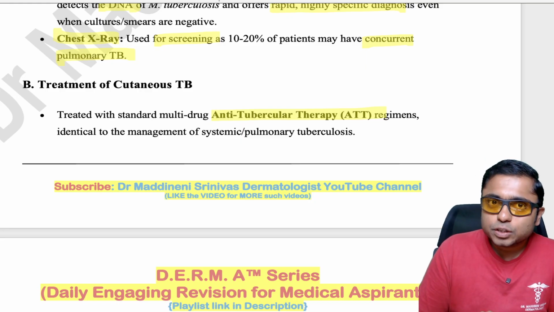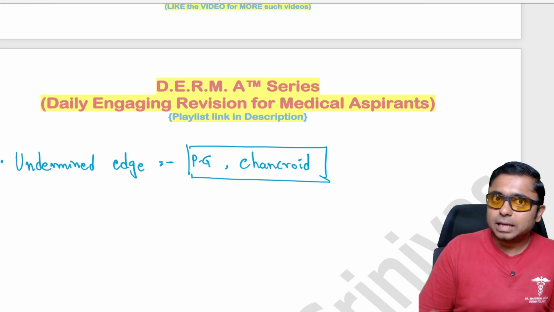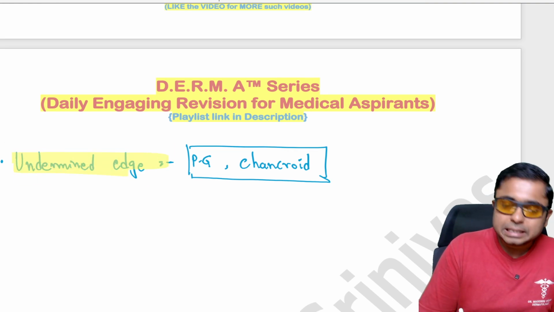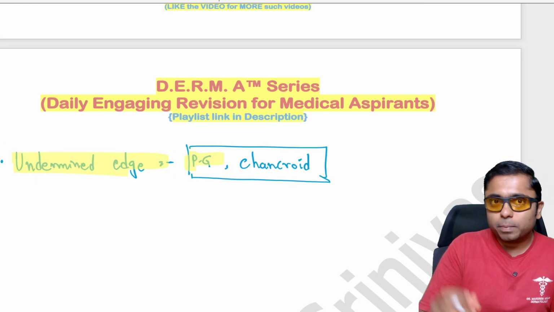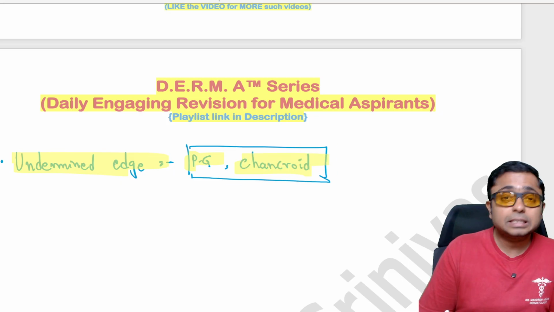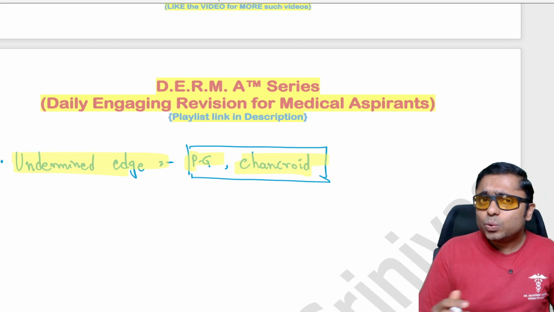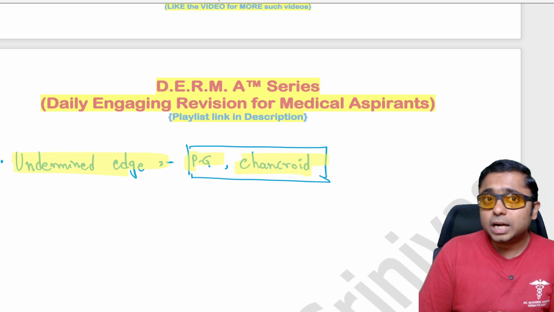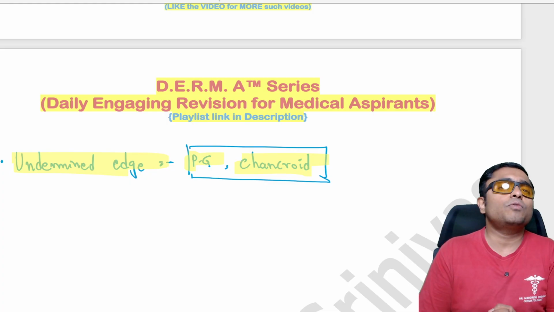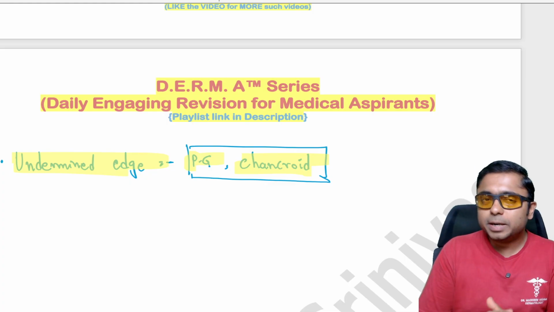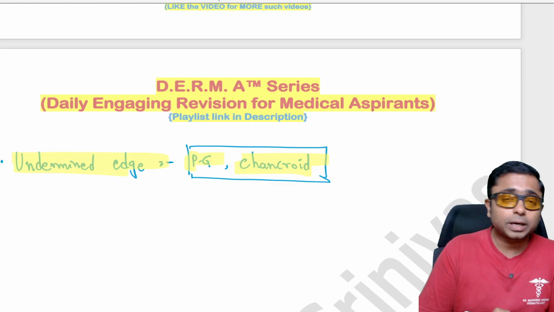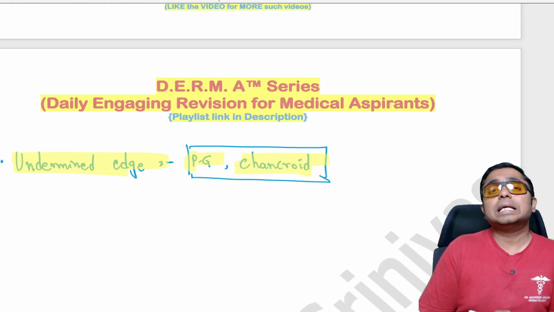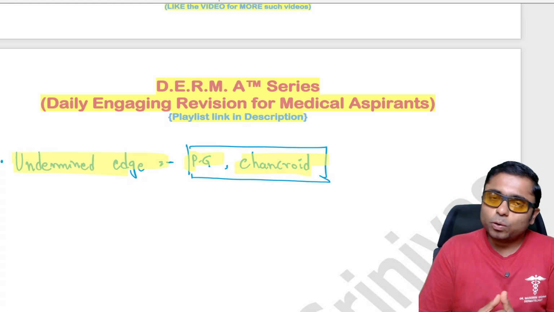We'll meet in the next video, but before that, what are the answers? So undermined edges ulcers are going to be the pyoderma gangrenosum and also the chancroid, which is a sexually transmitted disorder. Can you remember the name of the organism producing the chancroid? If you have answered it as Haemophilus ducreyi, you are absolutely right. What is the treatment we are going to use for Haemophilus ducreyi chancroid? Yes, it is azithromycin, which is a macrolide antibiotic.